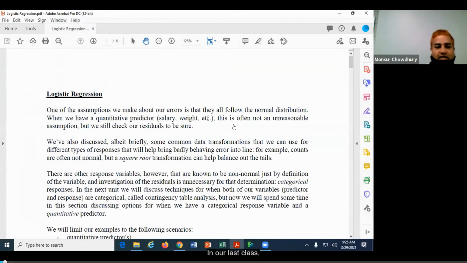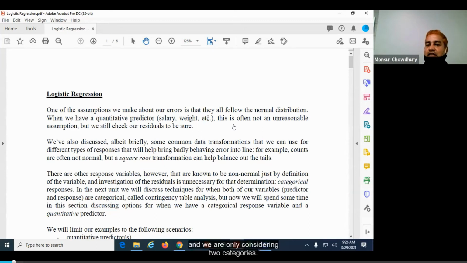In our last class, let me review, logistic regression is different from the multiple regression, the ANOVA, or the ANCOVA that we have learned so far. What's the difference in logistic regression? So far we considered that our response variable is continuous, meaning it takes values in a certain range. Now our response variable is no longer continuous. It's a categorical variable, and we are only considering two categories.